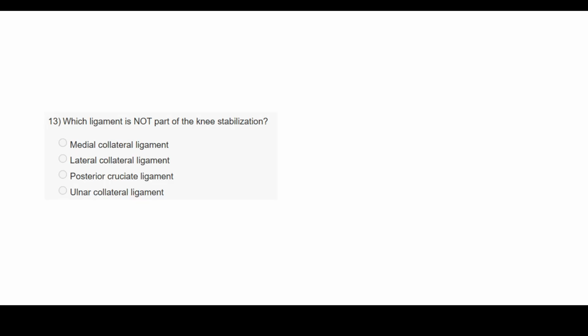Which ligament is not part of the knee stabilization? Medial collateral ligament, lateral collateral ligament, posterior cruciate ligament, ulnar collateral ligament. Correct. D, ulnar collateral ligament. It's present in the ulna, not in the knee.